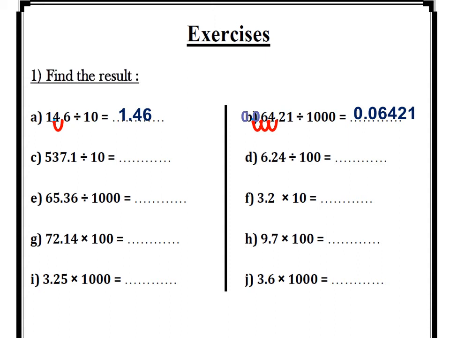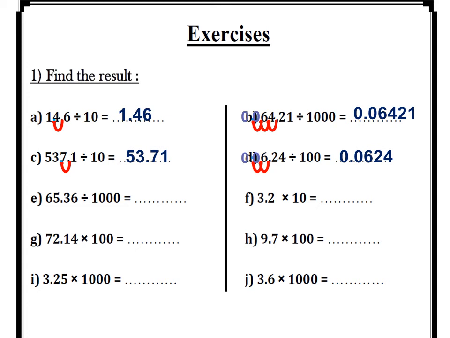537.1 divided by 10, division to the left, 1 step. So my answer is going to be 53.71. 6.24 divided by 100, 2 zeros, 2 steps. Here is an empty space, I'm going to fill it up with 0. So my answer is going to be 0.0624.